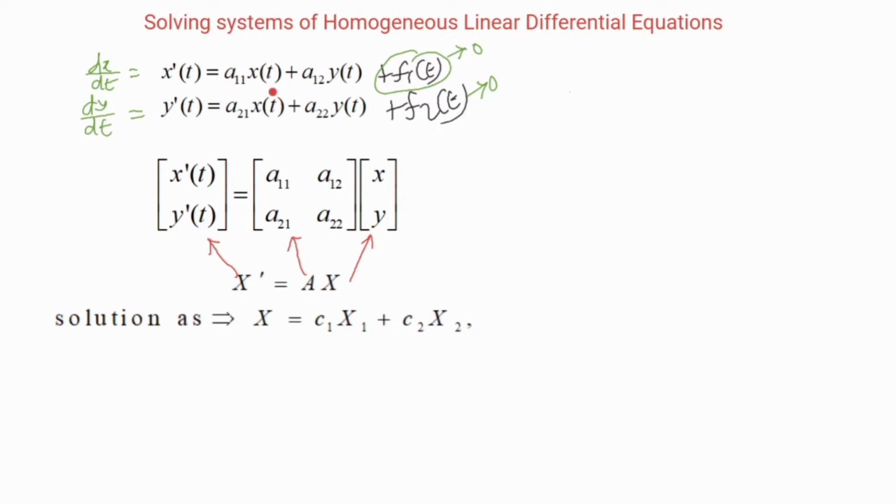So we write this equation in matrix form: X prime equals AX. Here X prime is the matrix x prime, y prime, the matrix A is the coefficient matrix a11, a12, a21, a22, and X equals the matrix x, y. The solution of this system can be written as X equals C1 X1 plus C2 X2. Here X1 and X2 you have to find out, and C1 and C2 are arbitrary constants.